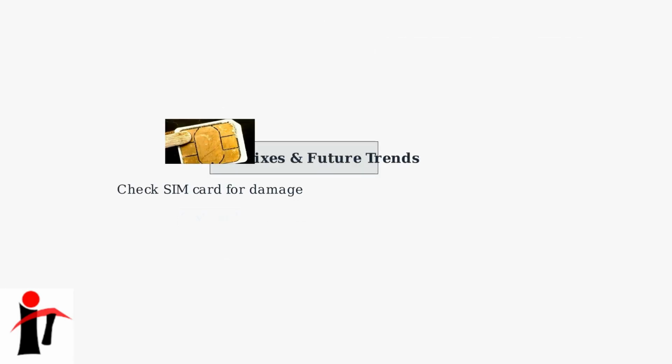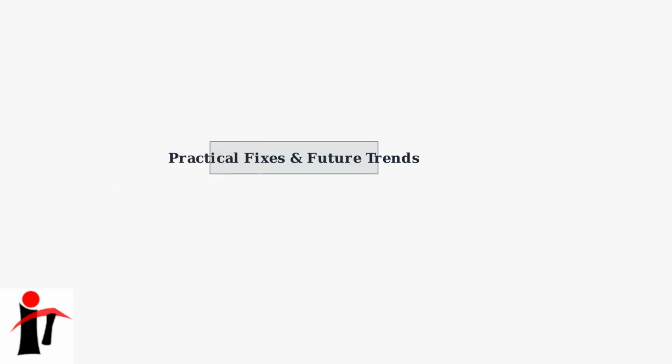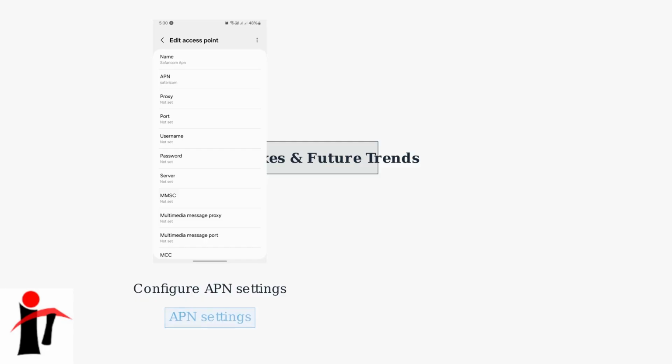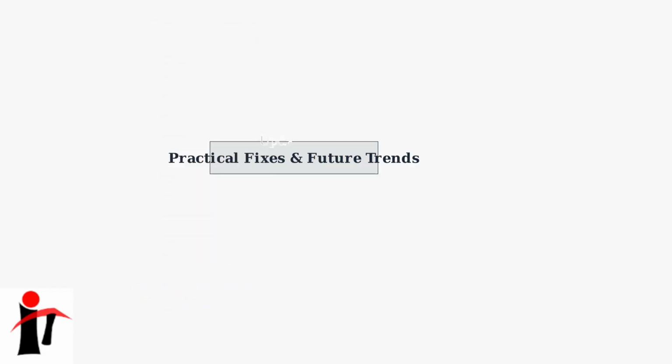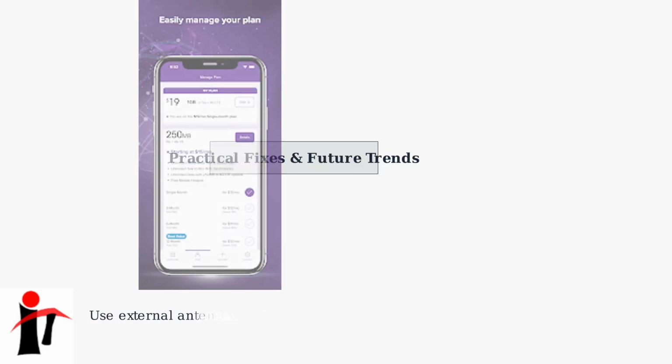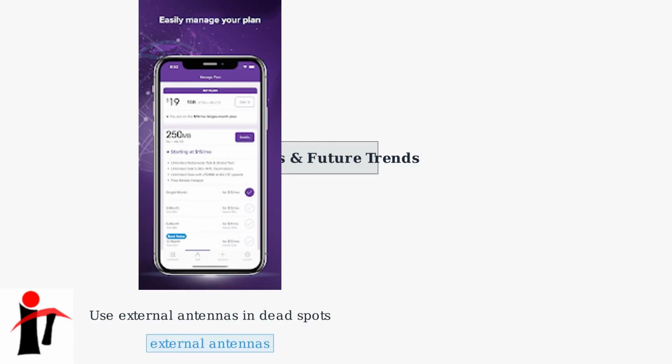Beyond basic fixes, consider these practical solutions. First, check your SIM card for damage. Ensure your APN settings are correctly configured. Update carrier settings by dialing ##873283#. Use Ultramobile's app, which utilizes AI to predict and resolve signal drops automatically. If in a known coverage dead spot, consider external antennas.